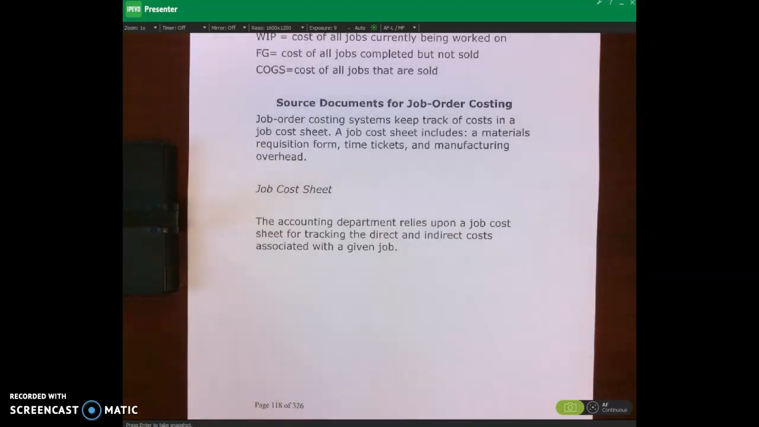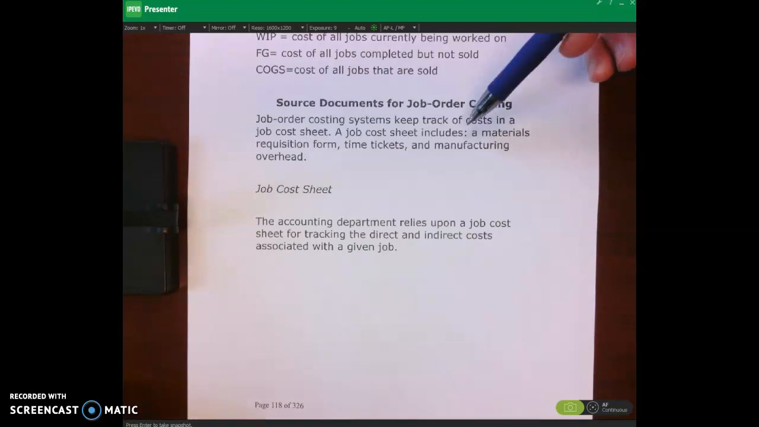Hello and welcome. In this lecture video, I'm going to talk about source documents for job order costing. At a high level, I'll talk about some journal entries to record materials, issue materials to production. I'll also talk about time cards, the flow of documents in a process costing system, and then also manufacturing overhead.